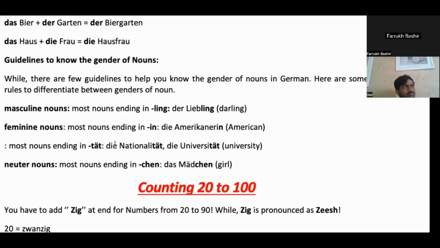Here we have a few guidelines to remember noun gender. For masculine nouns, most nouns end in -ling. For example, der Liebling, meaning the darling. So this is one trick that I can use.